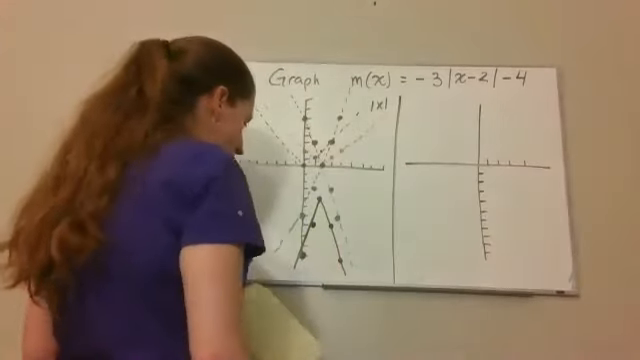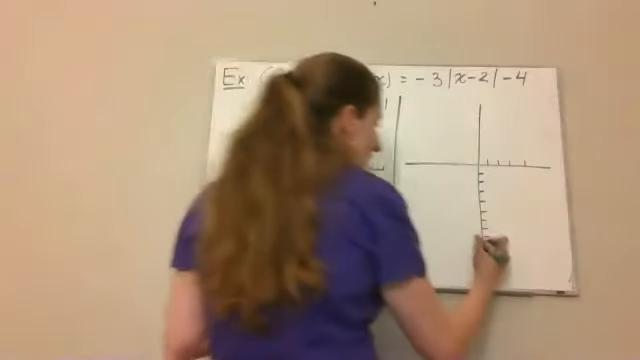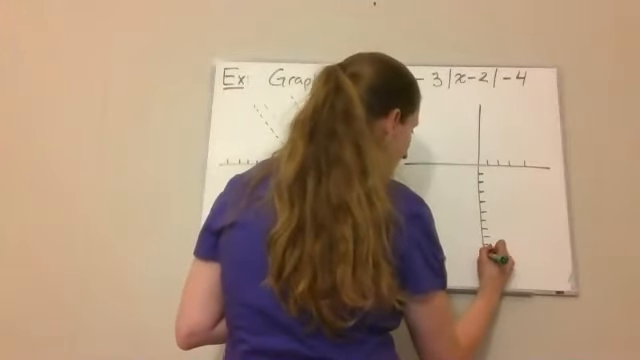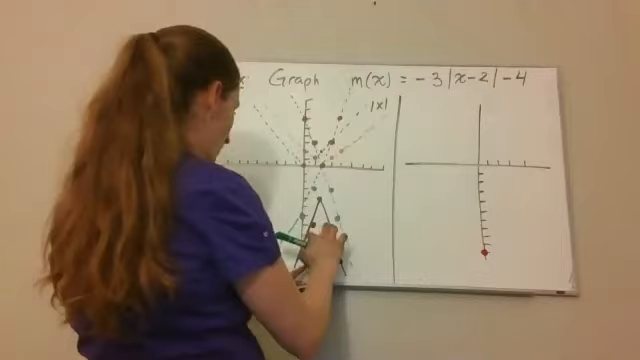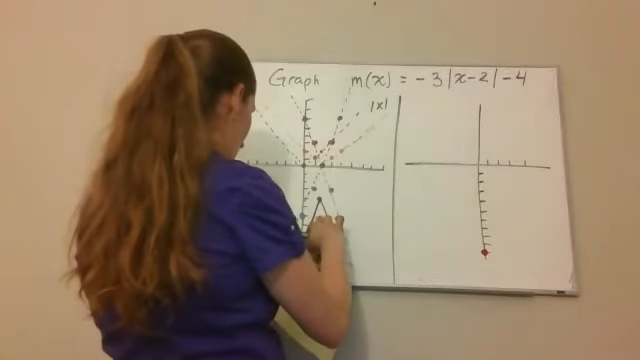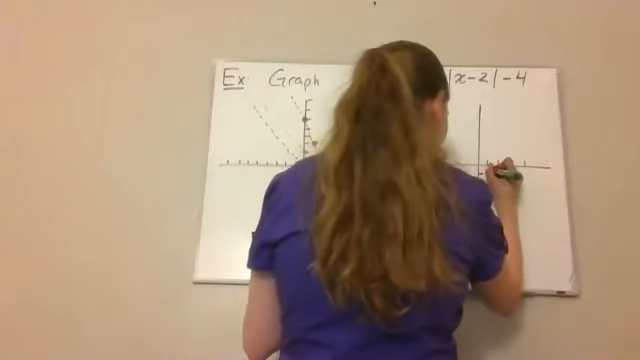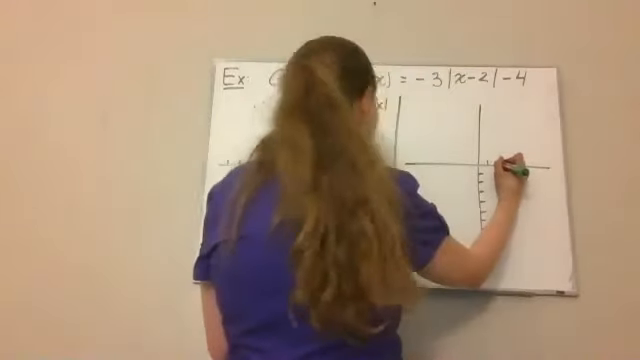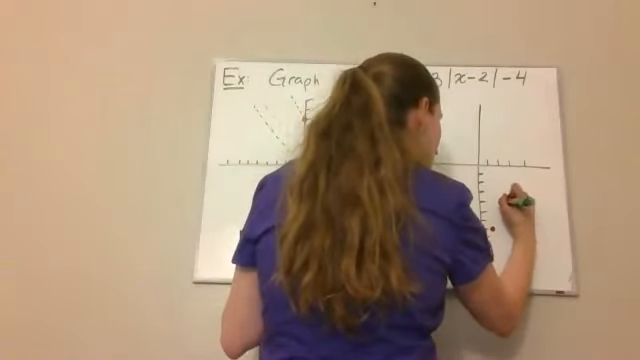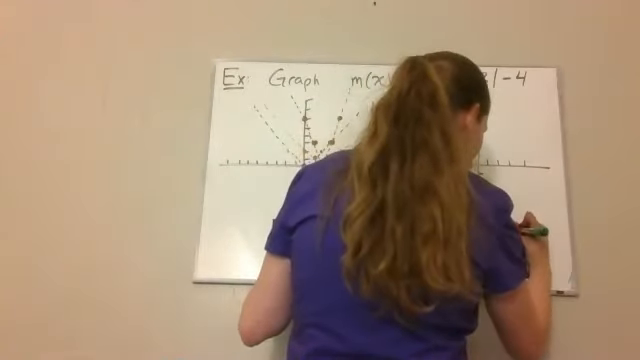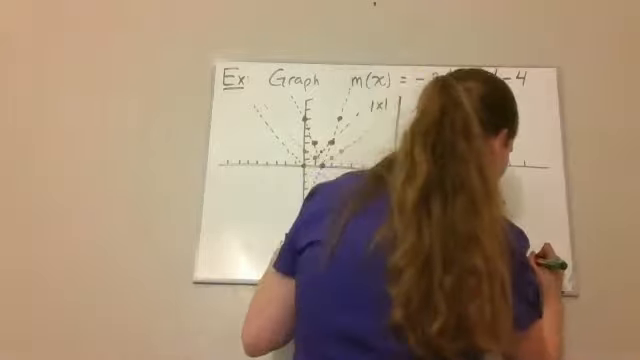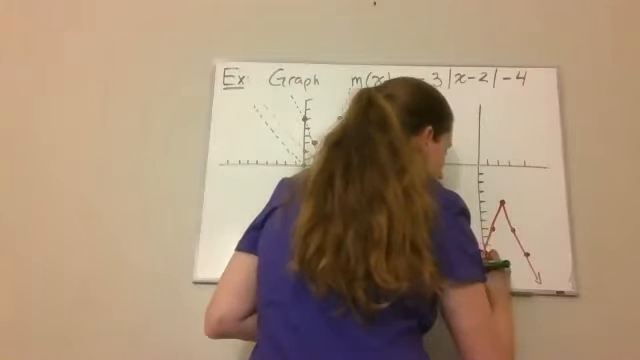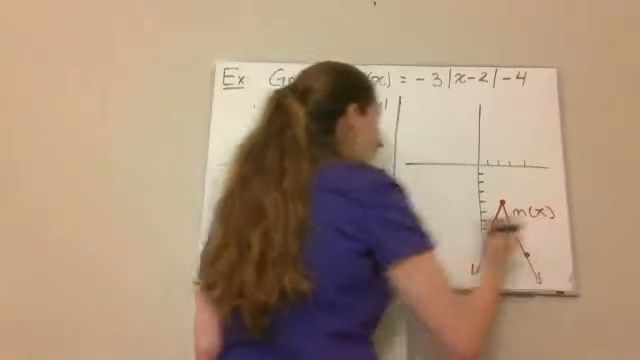So my final graph, we had a point all the way down here at 0, -10. Then I have a point over here at 1 and -7. We had our point at 2, -4. 3, -7. And 4, -10. And this is the graph of my m of x.